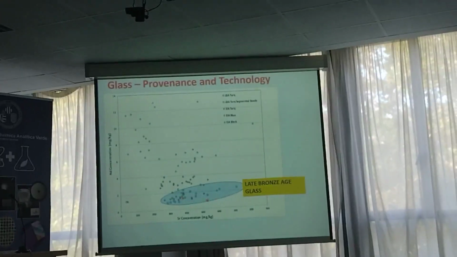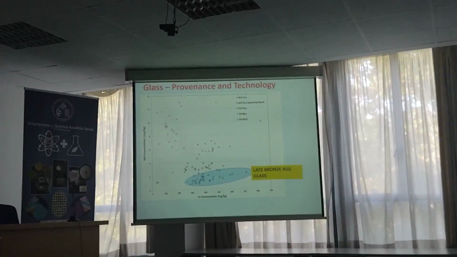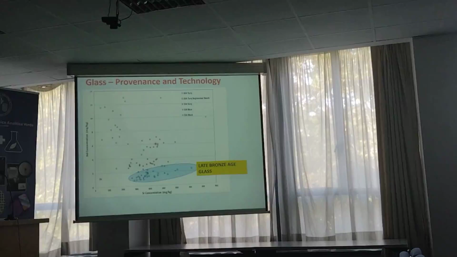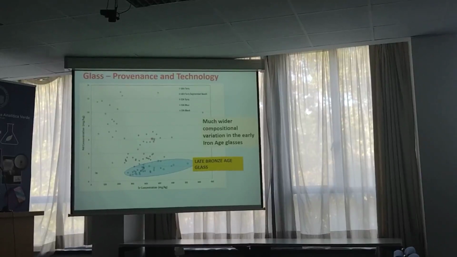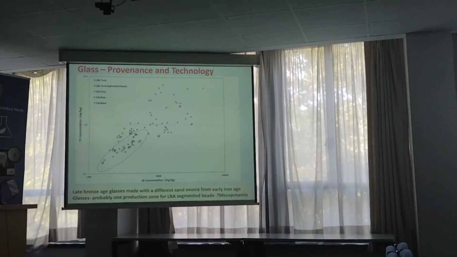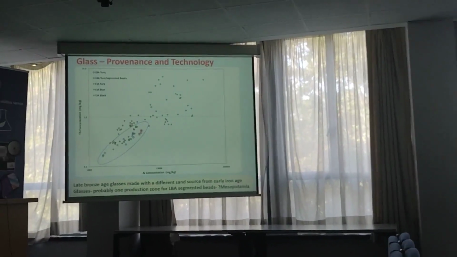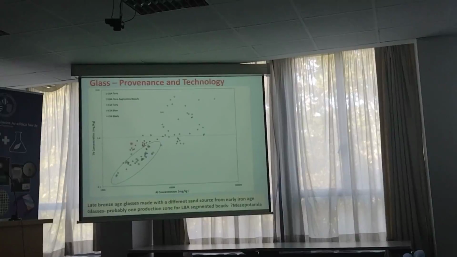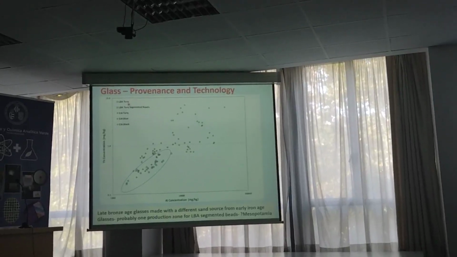Well, what was very interesting was actually the Late Bronze Age glass had a much tighter distribution. The Early Iron Age glass, the chemical signatures were much wider. Much more compositional variation in the early Iron Age glasses. Two different elements, aluminium and thorium, and again we see a relatively tight group for the Late Bronze Age. Actually, the early Iron Age turquoise beads are similar to the turquoise beads from the Late Bronze Age.